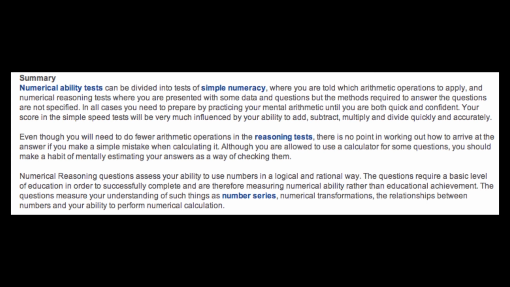Although you are allowed to use the calculator for some questions, you should make a habit of mentally estimating your answers as a way of checking them.